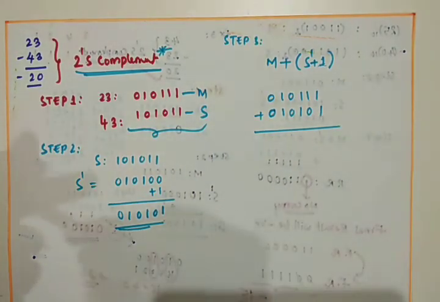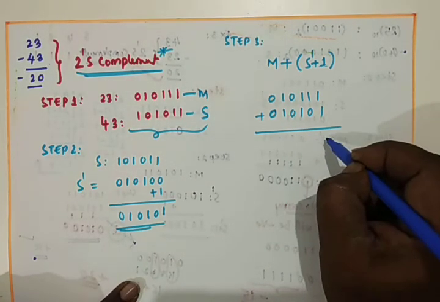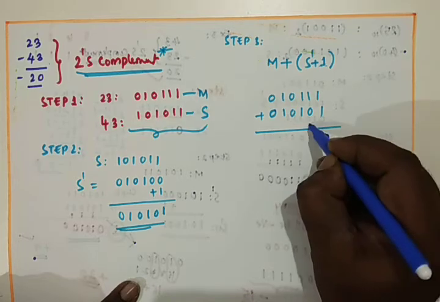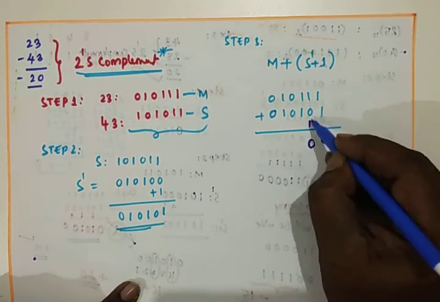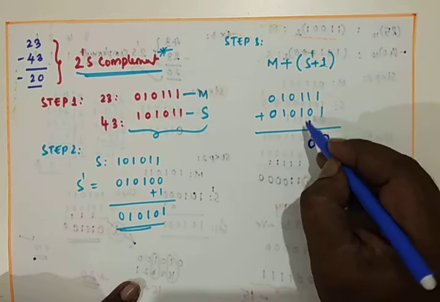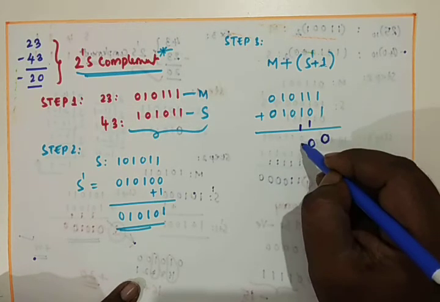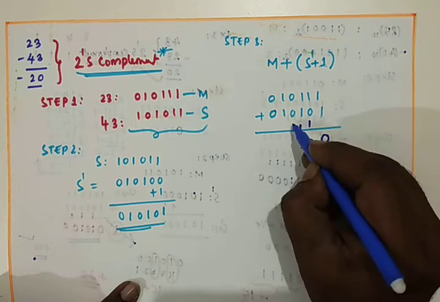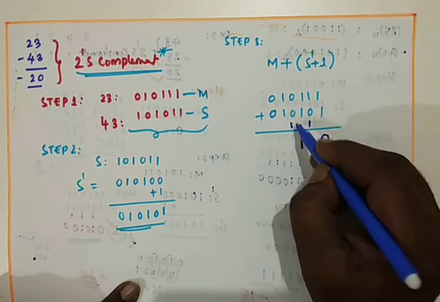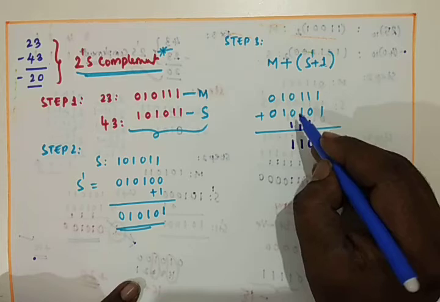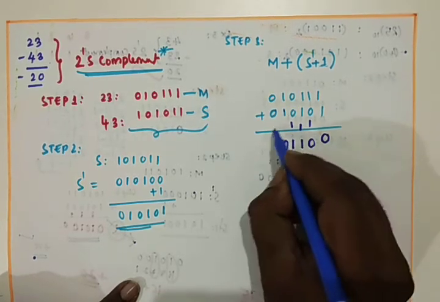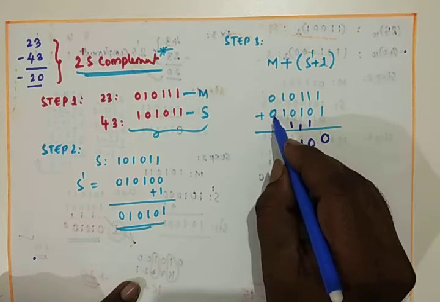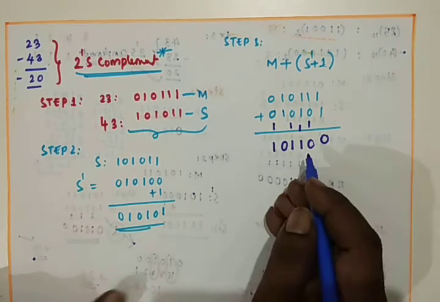1 plus 1 is 1, 0, in which 0 is the sum and 1 is the carry. Again 1 plus 1 is 1, 0, where 0 is the sum and 1 is the carry. 1 plus 1 plus 1 is 1, 1: 1 is the sum and another 1 is the carry. 0 plus 1 is 1, and 1 plus 1 is 1, 0. And 0 plus 1 will be 1. So there is no carry.